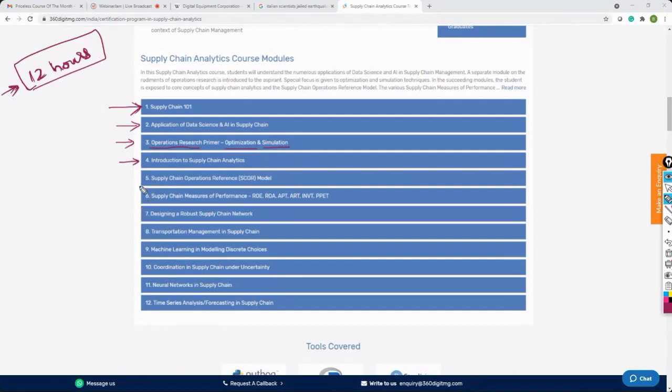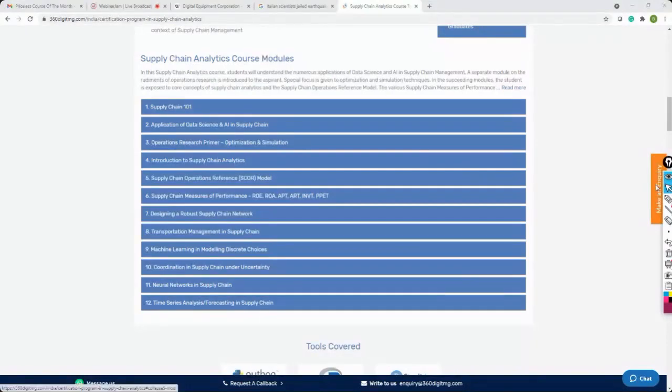Our focus will be on the supply chain operations reference model. Then we will switch to supply chain measures of performance. And these are the various measures of performance that exist: return on equity, return on assets. How do you calculate accounts payable turnover? Then how do you calculate accounts receivable turnover? How do you calculate inventory turnover? How do you calculate PPE, property, plant, equipment turnover? People from accounting would maybe appreciate this a lot more.